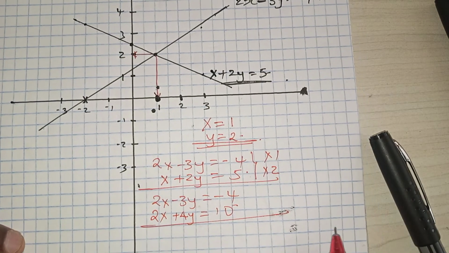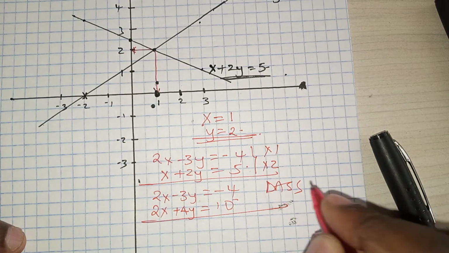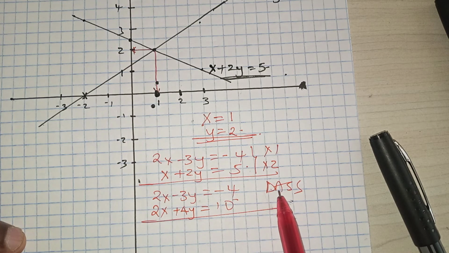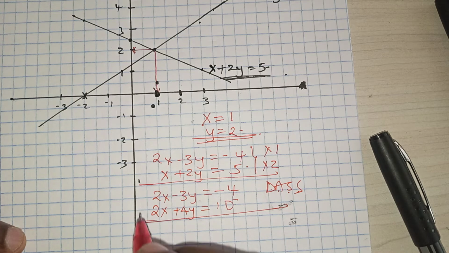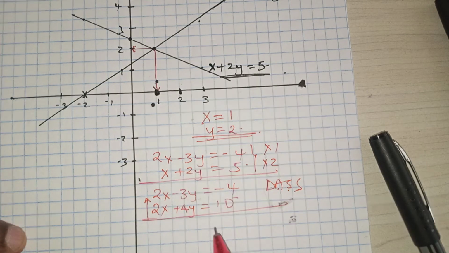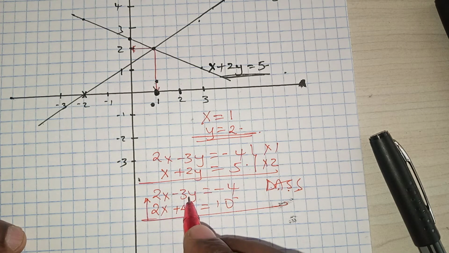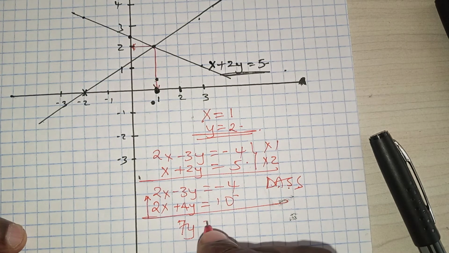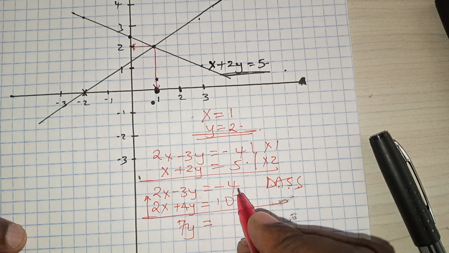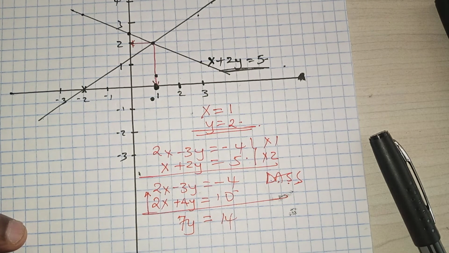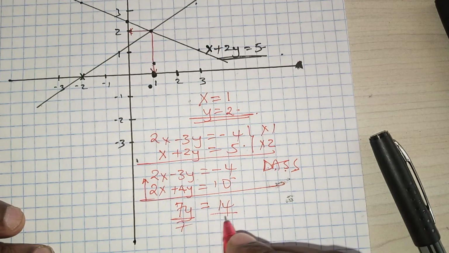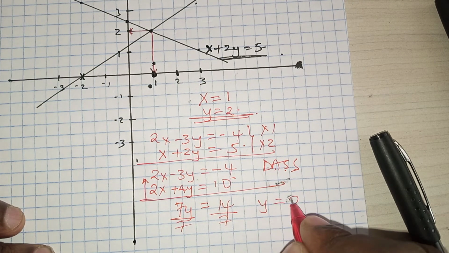And remember the dash. Dash means when we are dealing with different signs, we add. When we are dealing with the same signs, we subtract. And we are dealing with the same sign, we are subtracting. So we can subtract either this way or downwards, but I prefer upwards, so that 4y minus 3y, we get 7y is equals to 10 minus -4, which is 14. And you can easily see divide by 7, and y is equals to 2.